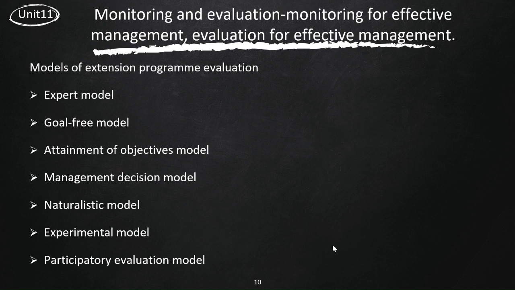Then also we have the attainment of objectives model. This model assumes that program success depends on achieving the outcomes compared to original plans and the objectives. So it's more of achieving something, the outcome it achieves, compared to what was planned originally. Is there a difference between that? What's the progress that has been made in meeting these things?